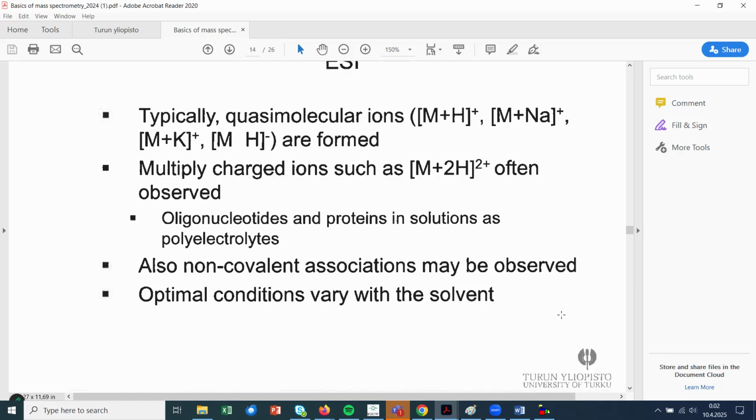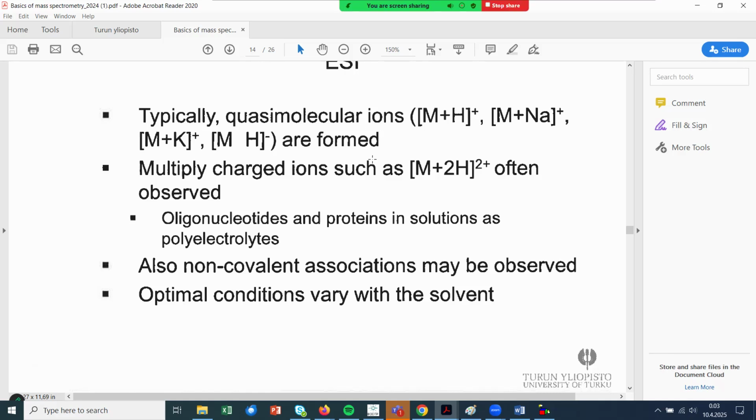Often we also see multiply charged ions. An important reason for this is that electrospray ionization doesn't break larger molecules. They can stay as they are. And so the larger molecules we have, the more probability there is that we also have these multiply charged ions. This is only twofold, but some of them have 3, 4, or 5 charges and so on. And they can also be observed.